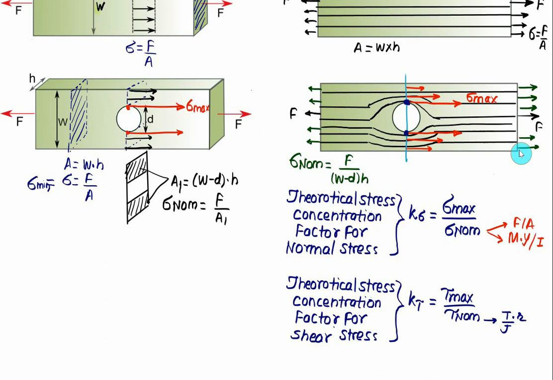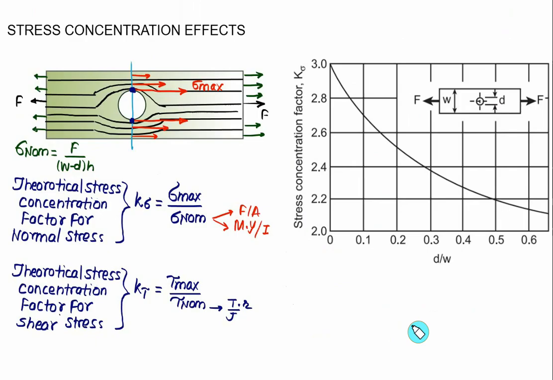So if you are using torsion, then you have to use the theoretical stress concentration factor for shear. If you have axial loading or bending, in that case we can use the theoretical stress concentration factor for normal stress, which is represented by K suffix sigma. So whenever you have to design a machine part, you have to take care of sigma max. That is, you must consider the stress concentration occurring in such a part and eliminate or reduce it.